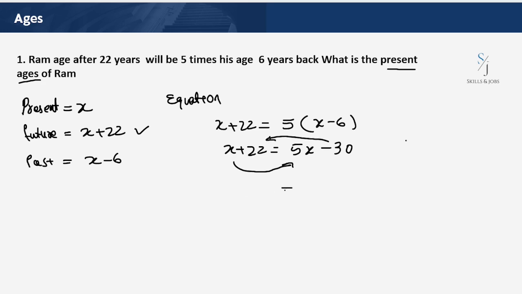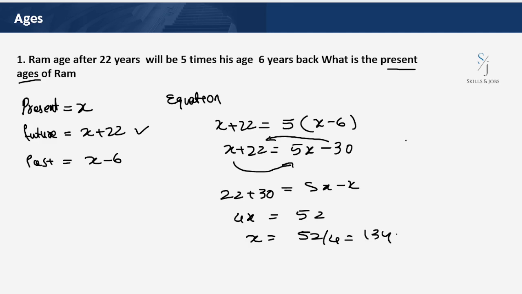So 22 plus 30 is equal to 5x minus x. So 4x is equal to 52. x is equal to 52 divided by 4. That will be equal to 13 years. Okay. So at the last you have to mention here, Ram's present age is equal to 13 years.